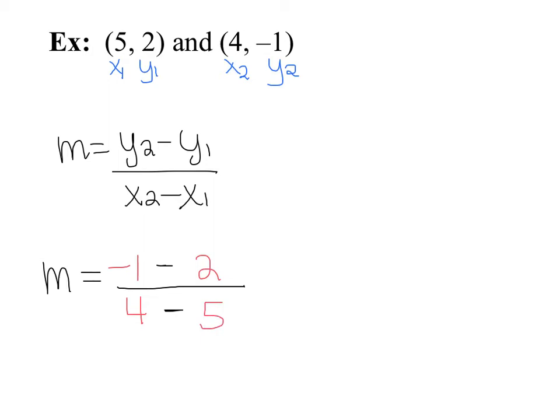So on the top, I'm going to rewrite it as negative 1 plus negative 2, and on the bottom, I'm going to rewrite it as 4 plus negative 5, which would be negative 3 over negative 1, which would simplify to 3. So the slope of this line is 3.